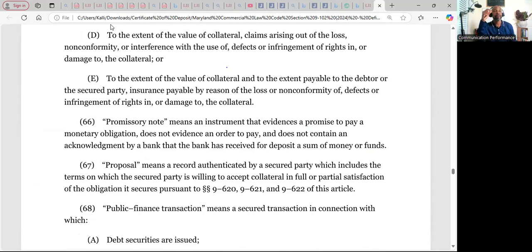So remember, when it comes to property, right, you're selling your property, which is the note, right, for the thing, right?